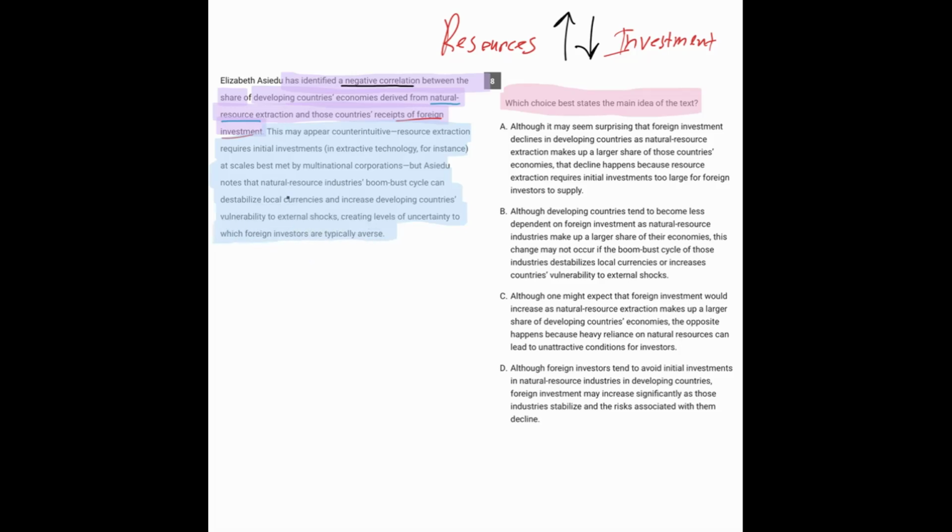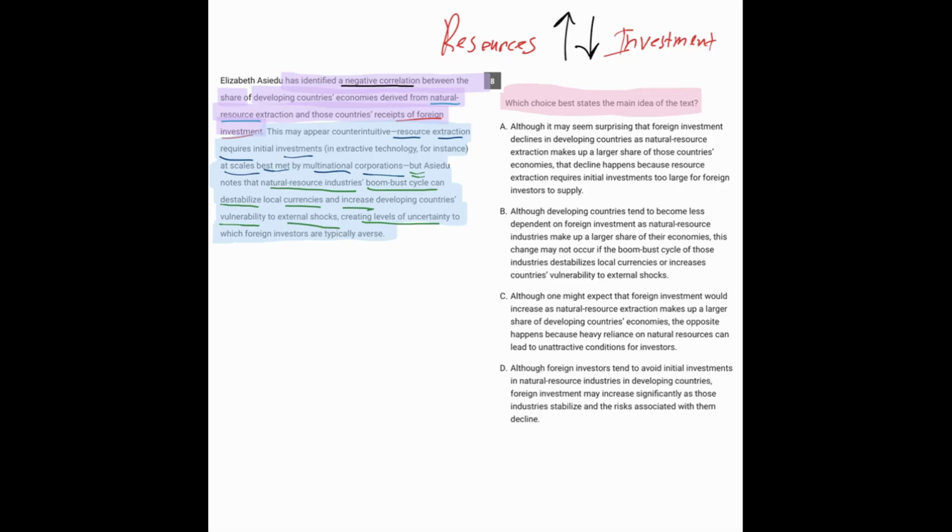So let's take that apart a little. So, resource extraction requires investments at scales that are best met by multinational corporations. In other words, the things that need to be done to get the resources are things that large corporations are the best at. But the boom bust cycle that comes along with resources, so boom and bust, in other words, sometimes the economy goes up and sometimes it goes down. So that cycle destabilizes the currency and it increases vulnerability to external shocks, creating uncertainty.